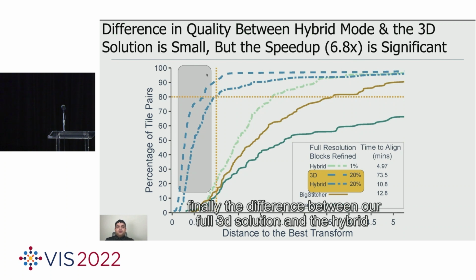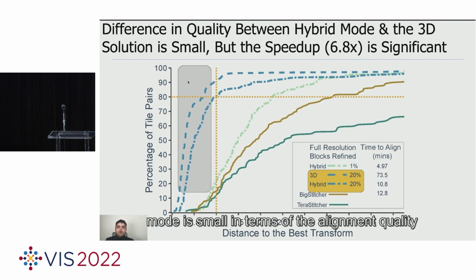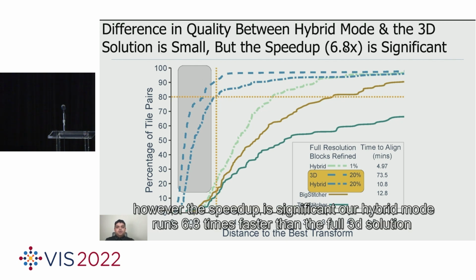Finally, the difference between our full 3D solution and the hybrid mode is small in terms of the alignment quality. However, the speedup is significant. Our hybrid mode runs 6.8 times faster than the full 3D solution.